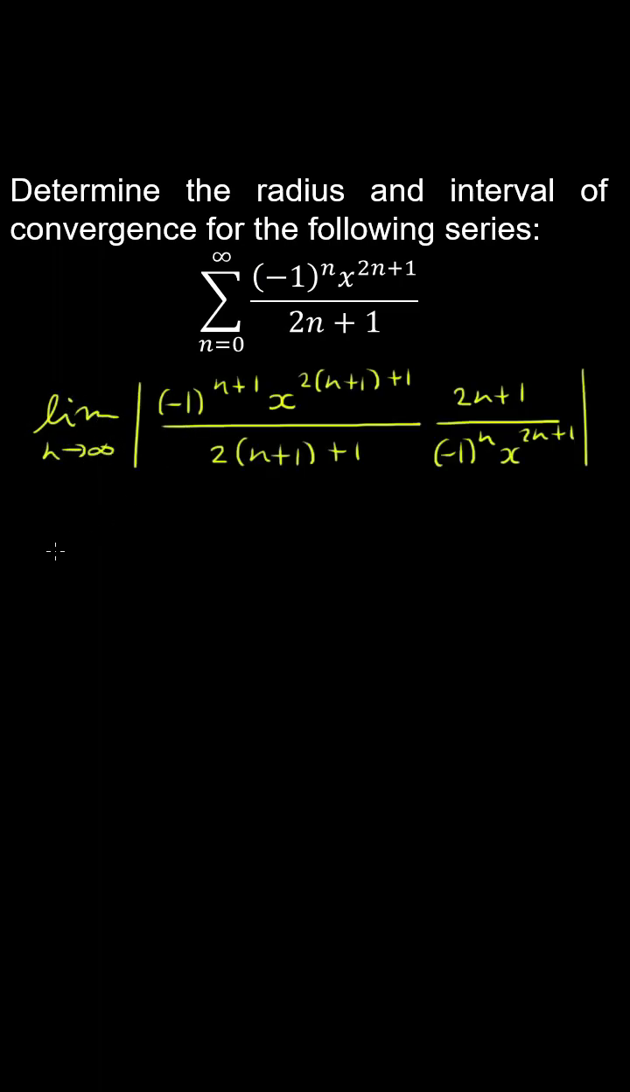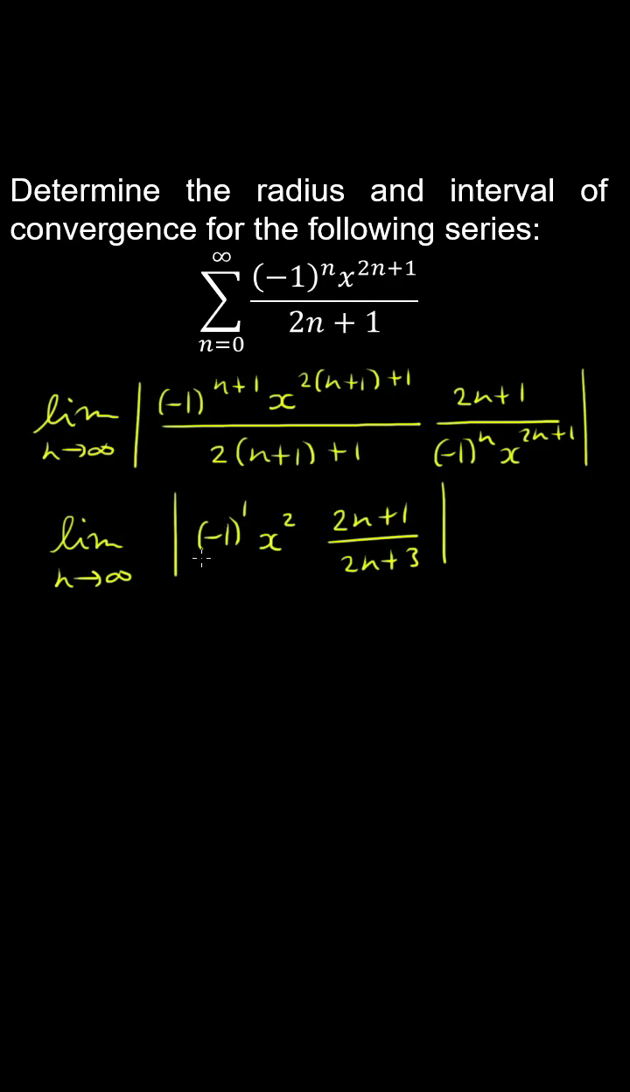Determine the radius and interval of convergence for the following power series. So again, we test for absolute convergence using the ratio test, and then doing a bit of algebra, the absolute value is going to cancel out the -1, and the absolute value of x squared is just x squared. So we can take that out of the limit, and then the limit's going to evaluate to 1.